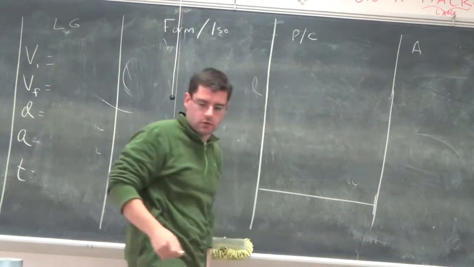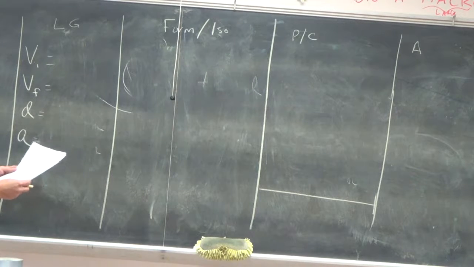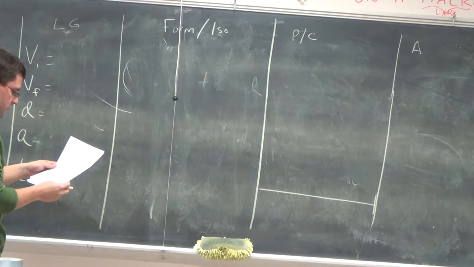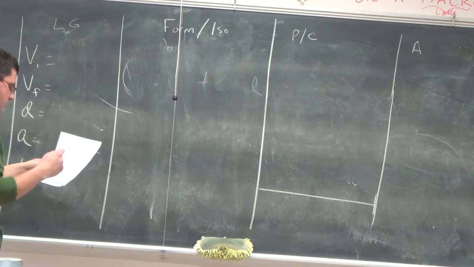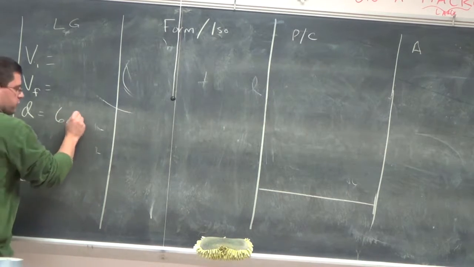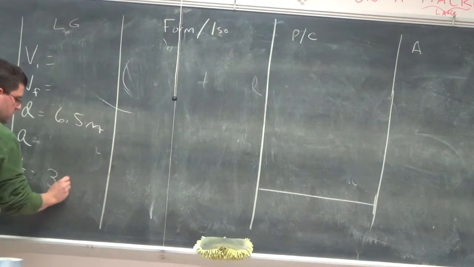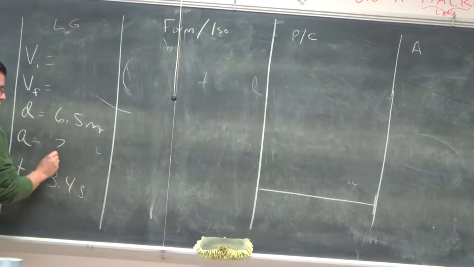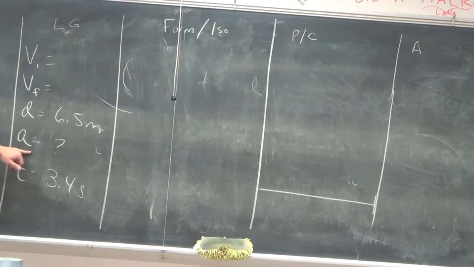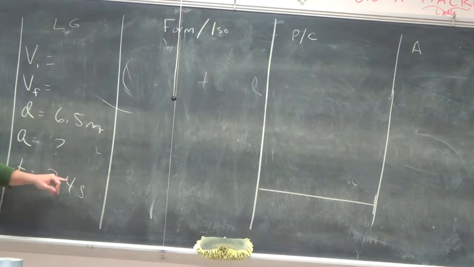If you've been practicing. Next one: an astronaut standing on the moon drops a hammer. If the hammer falls 6.5 meters vertically in 3.4 seconds, what's its acceleration? Okay, what are the obvious variables that you obviously have? 6.5 meters vertically, distance. Okay, you also obviously have time, 3.4 seconds. You also obviously are solving for acceleration. Okay, so you're solving for acceleration, so you know acceleration is Vf minus Vi divided by t.